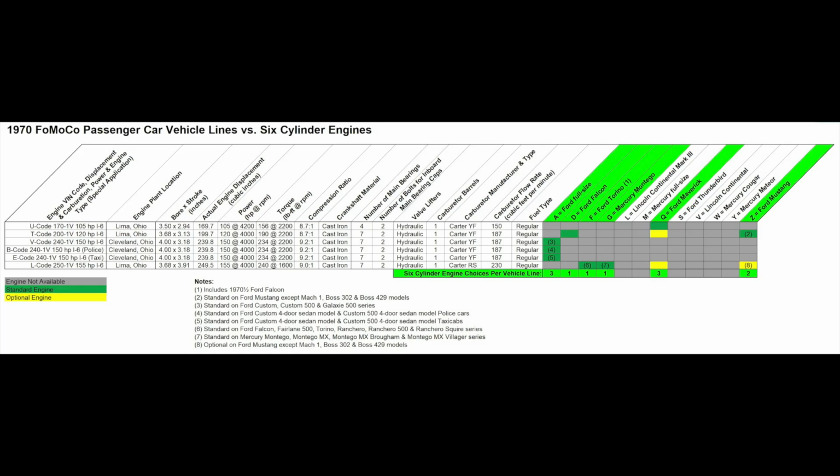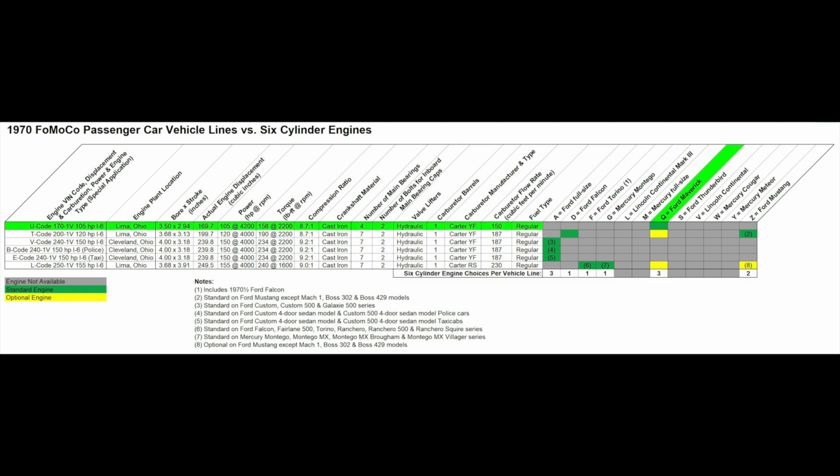Please note that there were no 6-cylinder engines offered in 6 of the 12 vehicle lines, namely vehicle line L, Lincoln Continental Mark III, vehicle line M, Mercury full-size, vehicle line S, Ford Thunderbird, vehicle line V, Lincoln Continental, vehicle line W, Mercury Cougar, and vehicle line Y, Mercury Meteor.